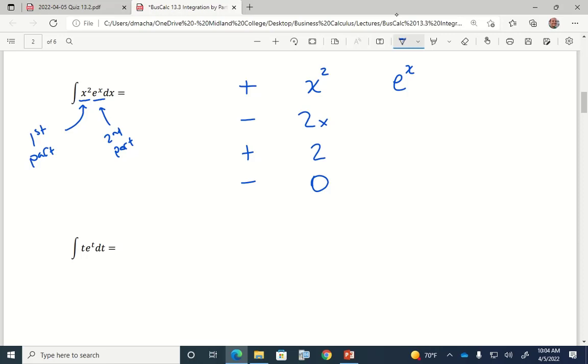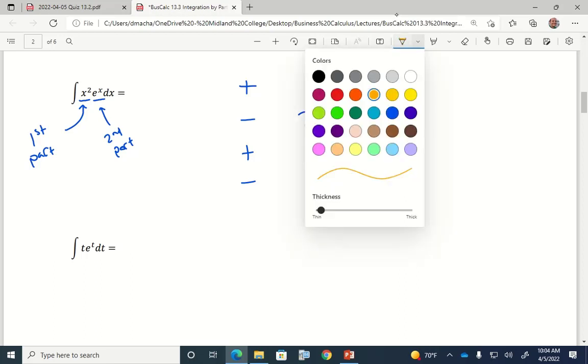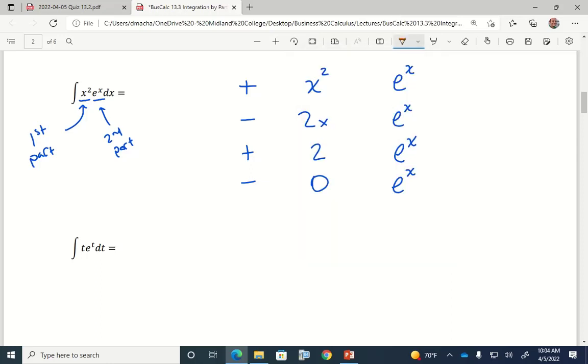What's the antiderivative of e to the x? E to the x, and we can ignore the plus c for now. And then the antiderivative of that would be e to the x, and the antiderivative of that would be e to the x. So this is my table. So wait, there's no plus c's in this? Yeah, we're ignoring the plus c's for now. At the very end, when we write our antiderivative, we'll add a little plus c. But for right now, we're good.